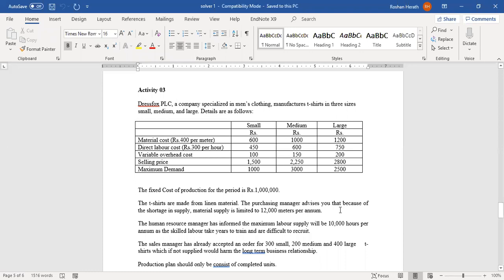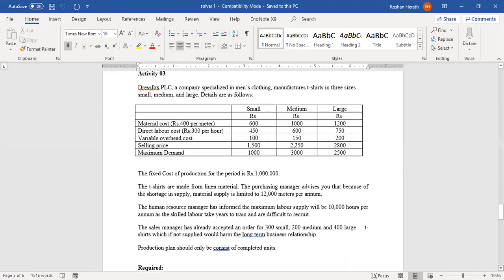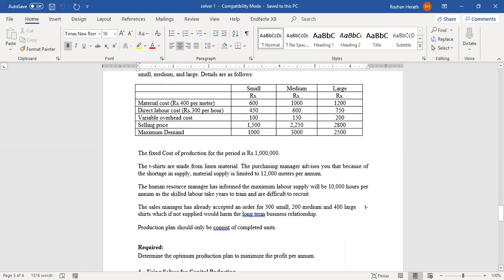Then we have the fixed cost being given. Then it talks about some of the constraints. The first one is the material constraint. The purchase manager advised that because of the shortage in supply, material supply is limited to 12,000 meters per annum. You know, resources are always limited, so it is indicated that the materials are in short supply.